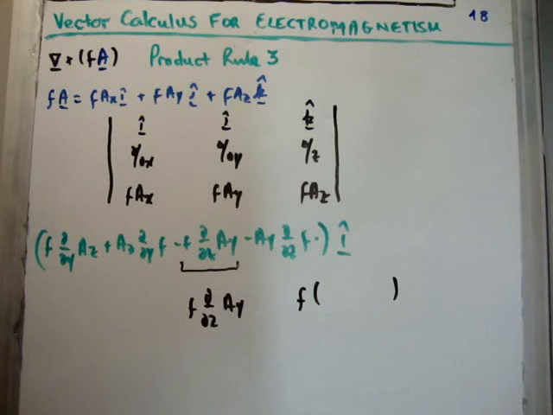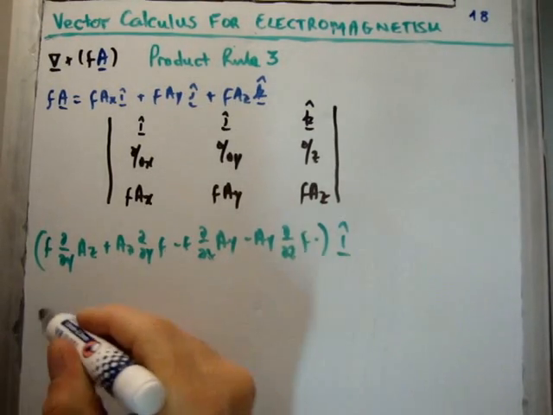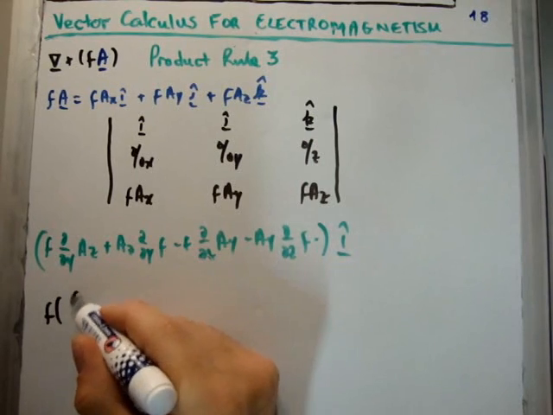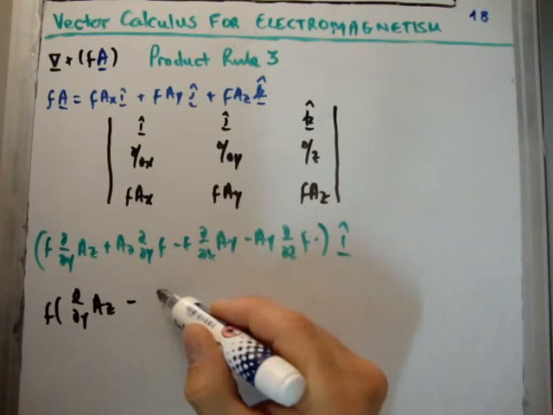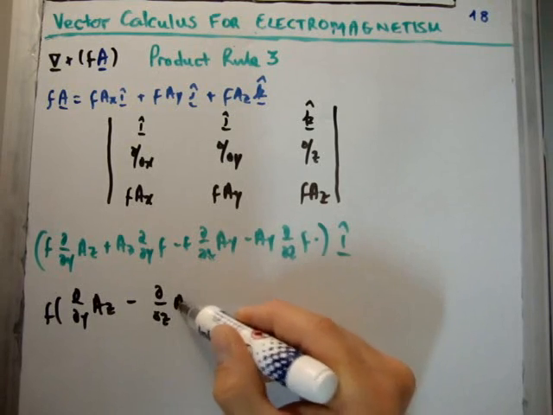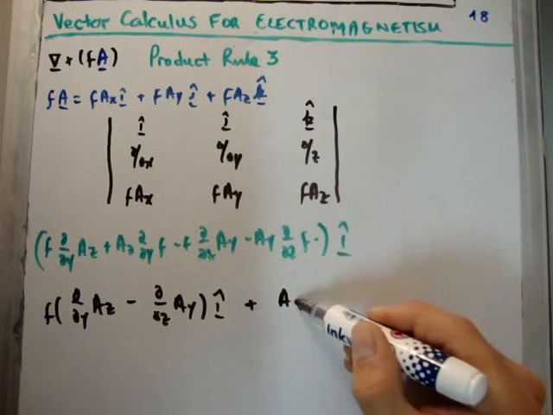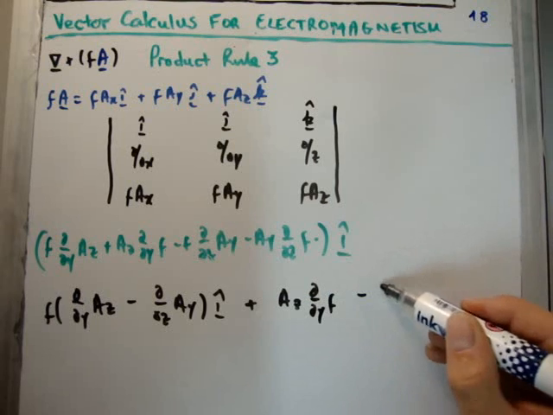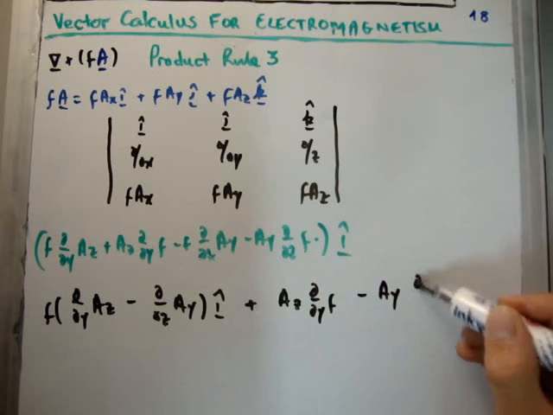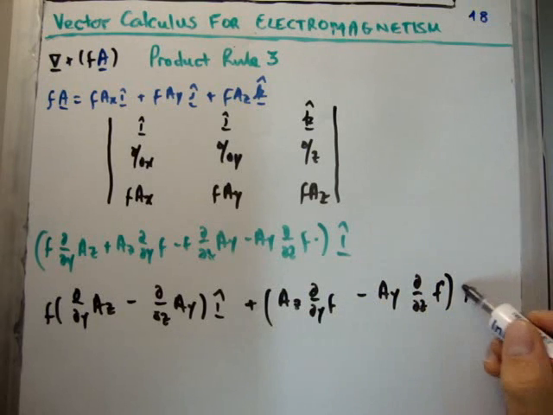You'll see in a minute what it is. So just to try something for the start, let's factorize the terms in F. So we have F outside of del/del y of A sub z minus del/del z of A sub y, and this is in the i-hat direction. And of course, we have plus the other terms, A sub z del/del y of F, and we're going to have minus A sub y del/del z of F. And this is also, of course, in the i-hat direction.